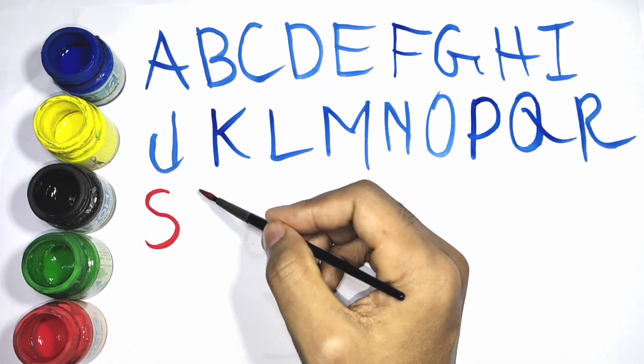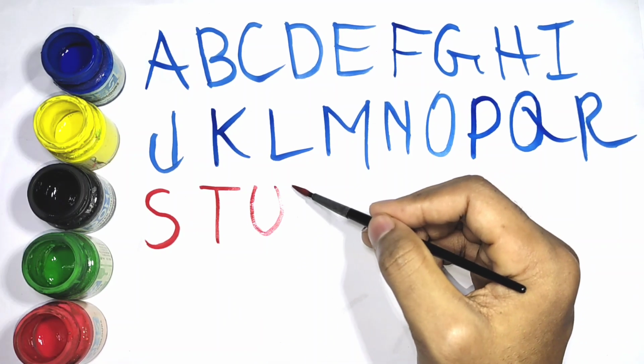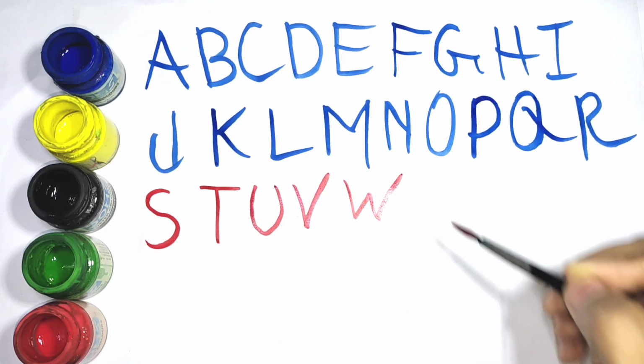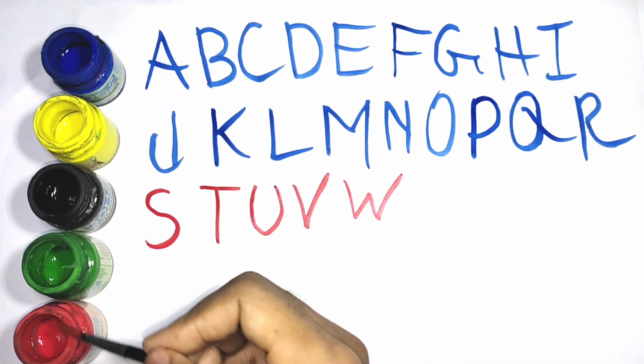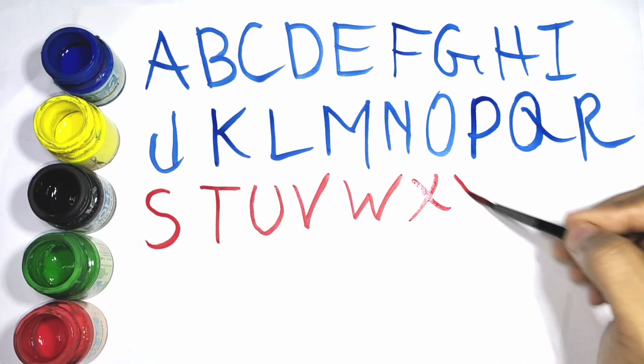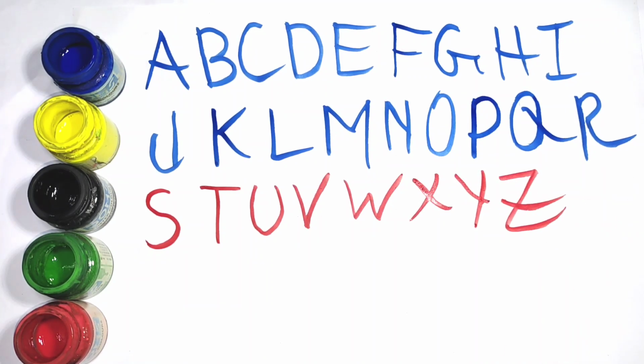S for sun, and the next one is T. Now we draw U. The next one is V. Kids, now we draw the alphabet of W. Now we draw X, Y, and the last one is Z. Today we draw capital letter alphabets A to Z.